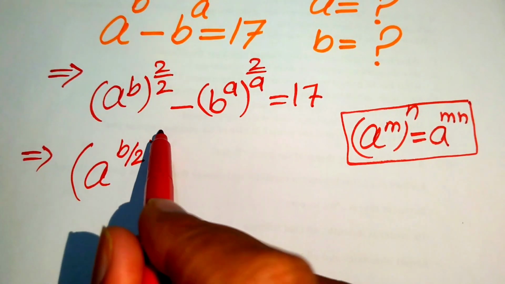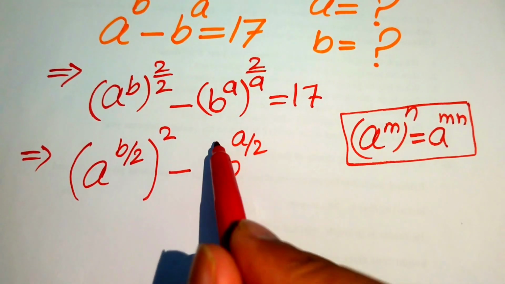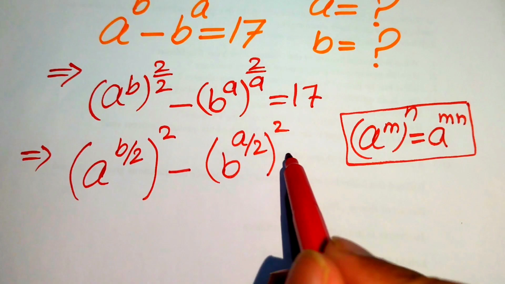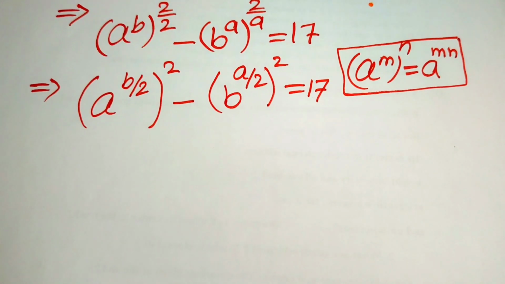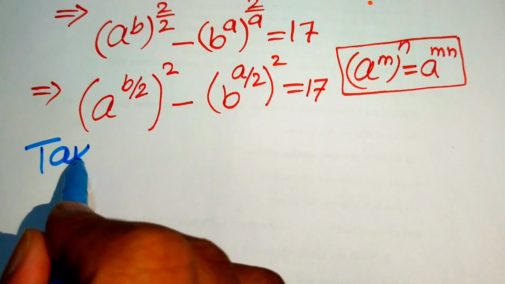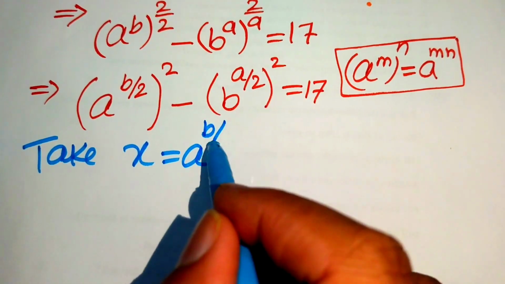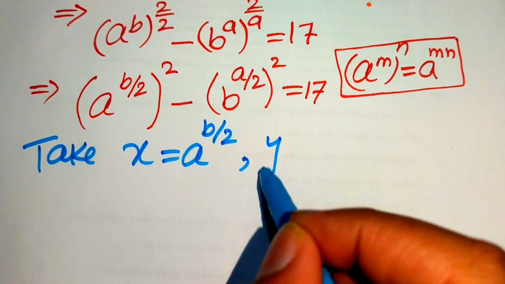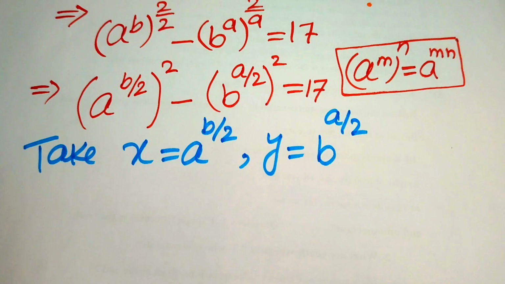a to the power of b over 2 and its whole square, minus b to the power of a over 2 and its whole square, equals 17. And now in the next step we convert this exponential equation into algebraic form, so we will just take x equals a to the power of b over 2, and we will take y equals b to the power of a over 2.